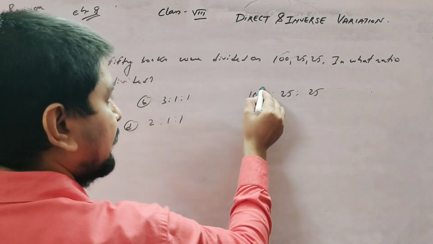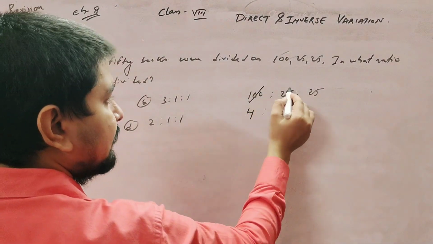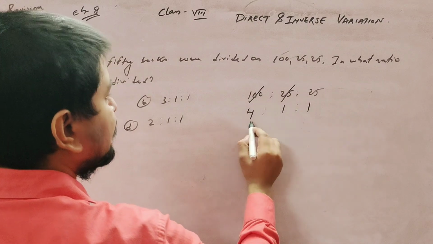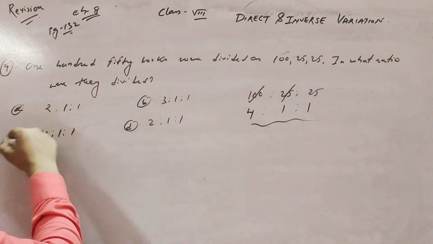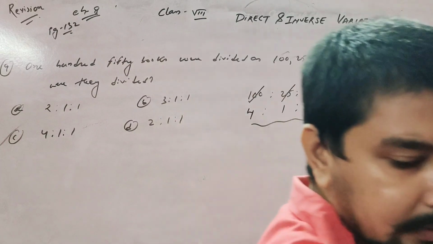When we divide by 25, 25 fours are 100, 25 ones are 25 and 25 ones are 25. So the ratio is 4:1:1. That means option C is the correct answer. Okay, note.